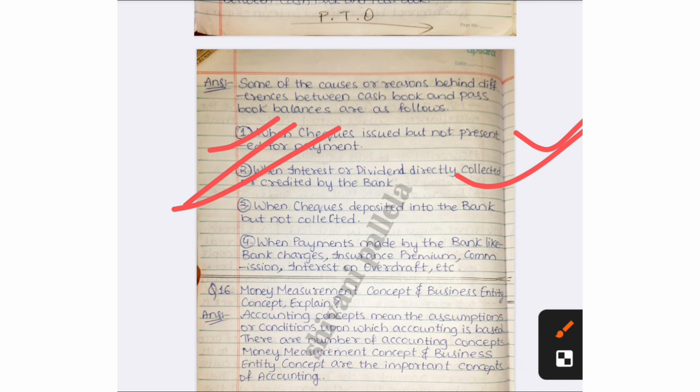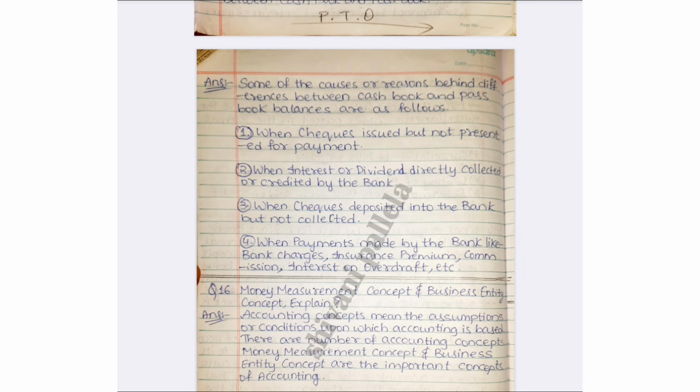When cheques are deposited in the bank but not collected, that type of thing will give you a difference in the cash book and passbook. When payments are made by the bank, like bank charges or any type of overdrafts or interest, that kind of thing will also give you a difference between cash book and passbook.